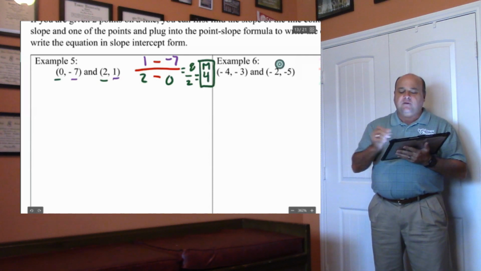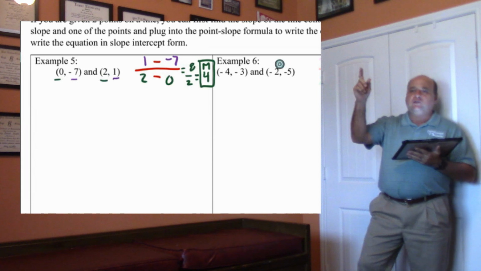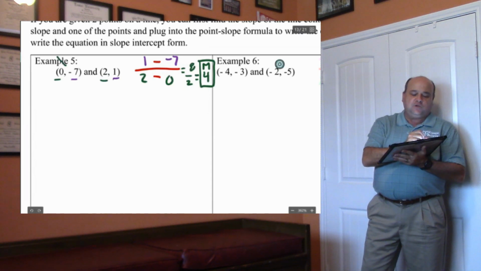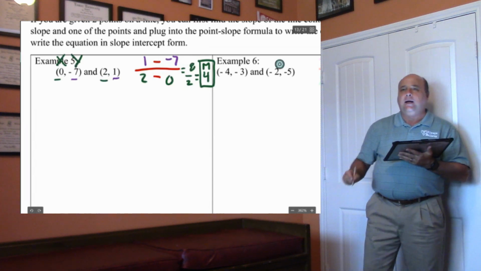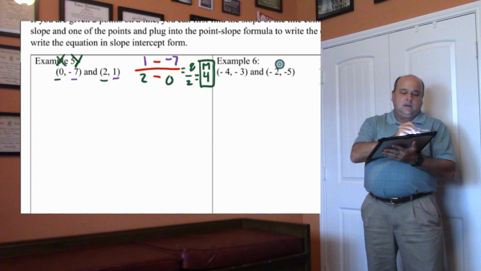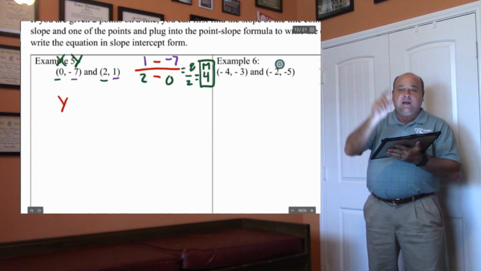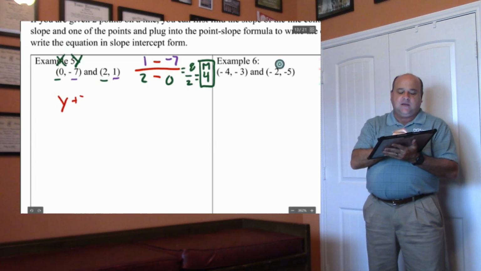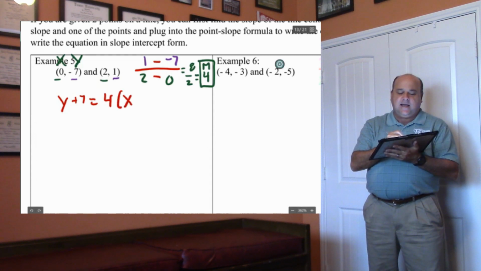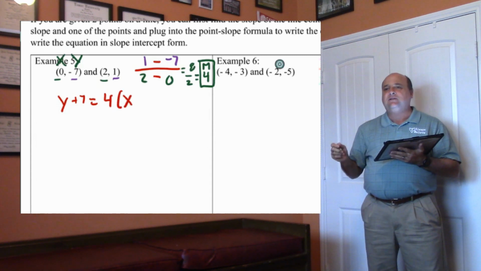So put an m and a 4 right here. So I know my slope is 4 and let's use the first point every time. So this will be my x and this will be my y. So I'm going to take this and plug it into point slope, aren't I? Okay, so I'm going to have y, the opposite of negative 7 is plus 7, equals, our slope is 4, parentheses x. Do I need to put the minus 0?